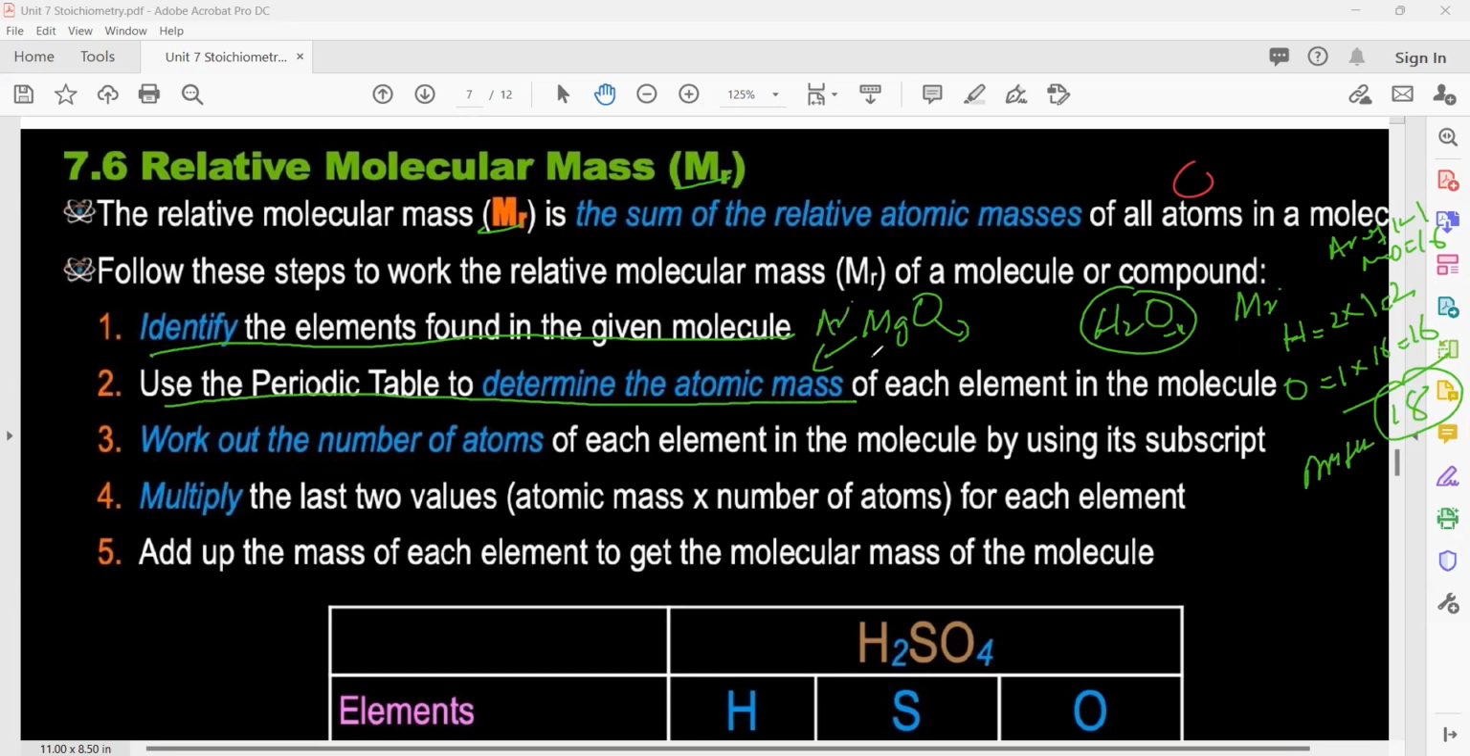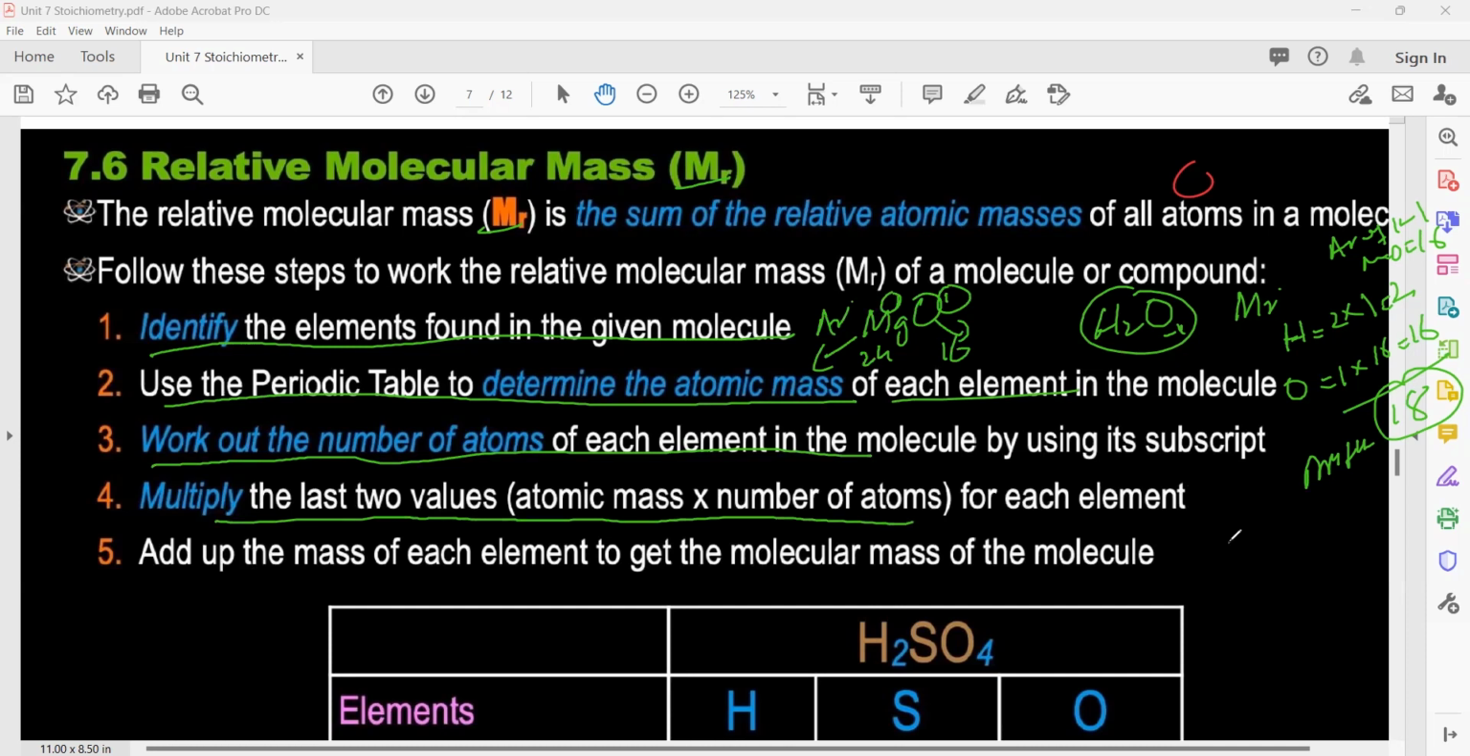So see the periodic table. What is AR of magnesium? 24. What is AR of oxygen? 16. Okay. Then you have to work out the number of atoms of each element. So how many atoms here? One. How many atoms here? One. Multiply the last two values, atomic mass and number of atoms.